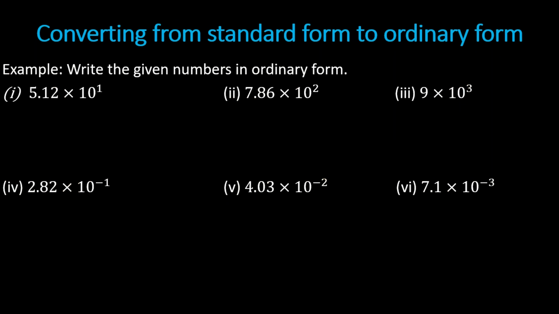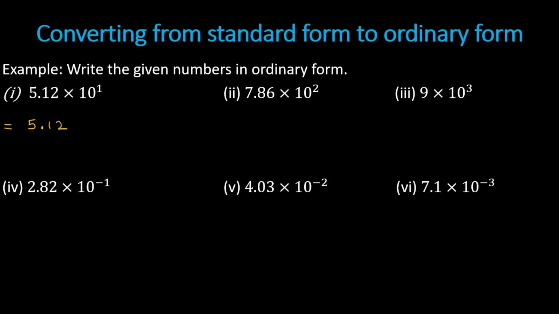Now we are going to do the contrary, meaning if I give you a number in standard form, how do you write it in ordinary form? Right? We are going to do the contrary of what we have done in the previous example. Here we are told to write the given numbers in ordinary form. First part, 5.12 times 10 to the power of 1. This is very easy.